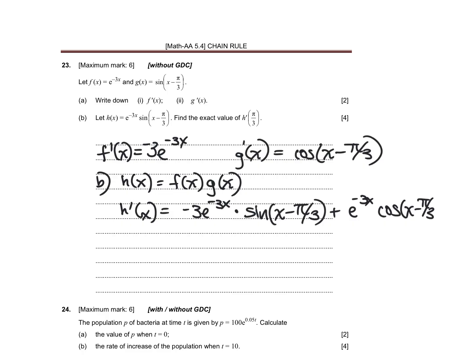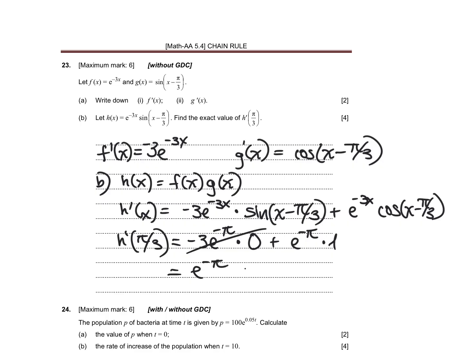And then we have to evaluate this at pi over 3. So we're going to have negative 3e to the negative 3 times pi over 3 is negative pi. And then we're going to have sine pi over 3 minus pi over 3, which is sine 0, which is 0. So this just goes away. And then we're going to have e to the negative 3 times pi over 3, which is negative pi. And then cosine pi over 3 minus pi over 3, which is cosine 0, which is 1. So this is just e to the negative pi, or 1 over e to the pi.